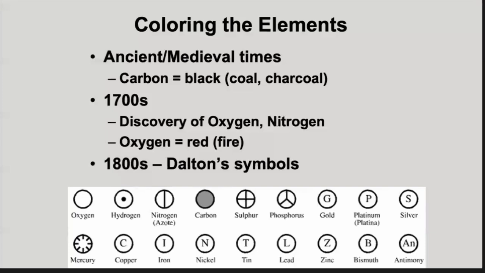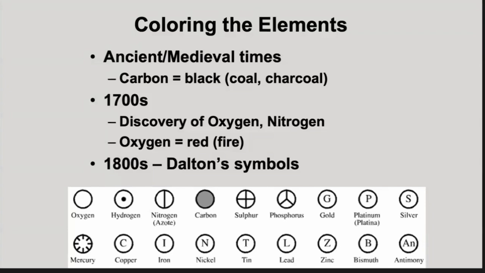In the 1700s, much later, some of the gases in our atmosphere were discovered. We still didn't really have an understanding of atoms yet, because that didn't come around until the early 1800s. But in the 1700s, early chemists recognized that there was something in our atmosphere called oxygen, and they recognized that this was necessary for combustion, for things to burn. And so oxygen became associated with the color red because it was necessary for fire.